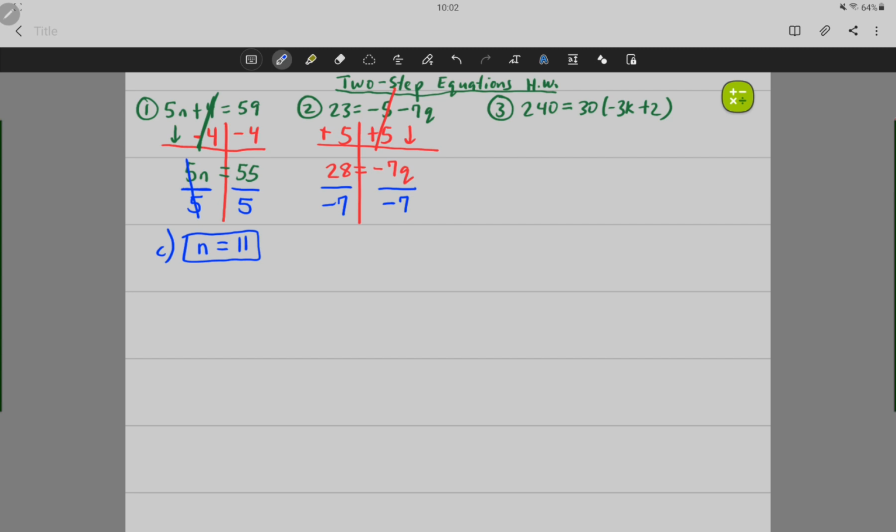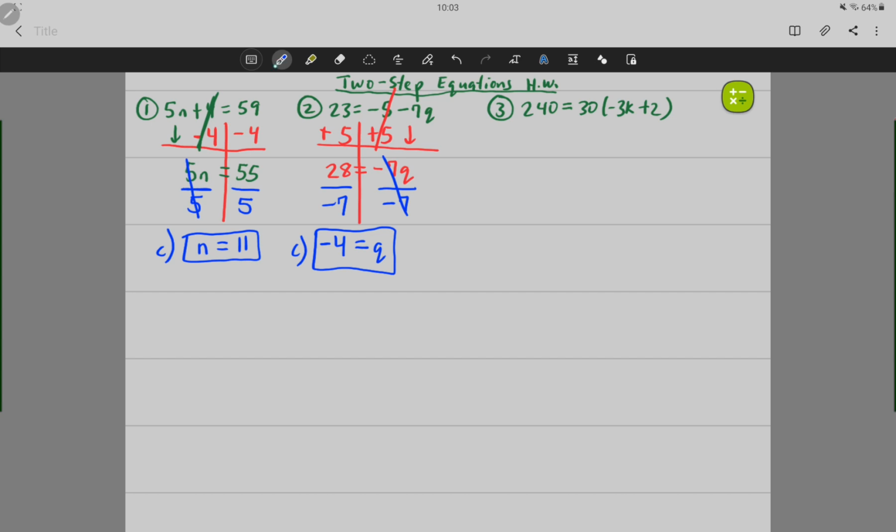Now on the left, we have a positive divided by a negative, which is going to be a negative. And 28 divided by 7 is 4. So this gives us negative 4. Bring down our equal sign. Negative 7 divided by itself is 1. Again, don't put the 1, just cancel them out and bring down our q, and we're done. So negative 4 equals q. That would be choice C again.